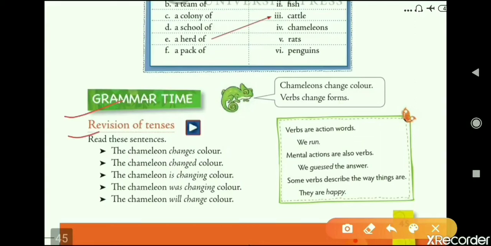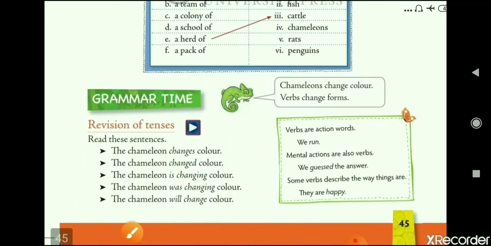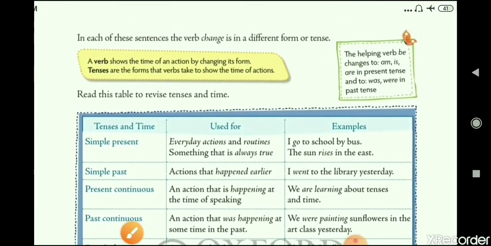Grammar time. Revision of tenses. Read these sentences. The chameleon changes color. The chameleon changed color. The chameleon is changing color. The chameleon was changing color. And the last one is the chameleon will change color. In all these sentences, this verb change is in different forms. So in each of these sentences, the verb change is in a different form or tense.